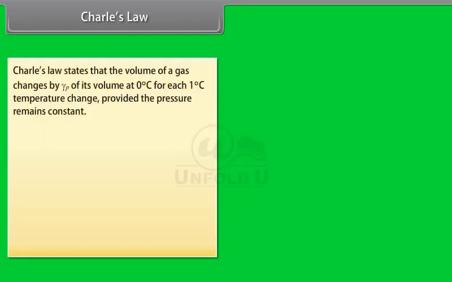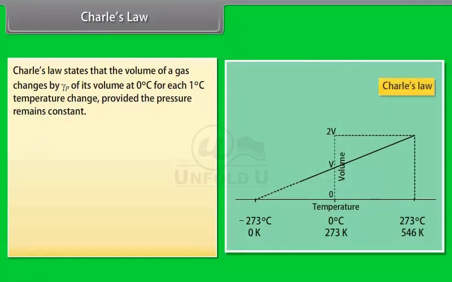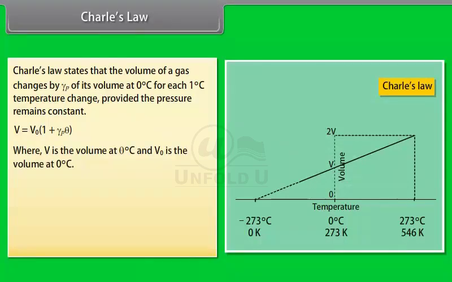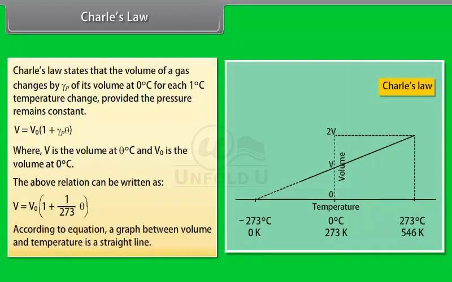Charles' law. Charles' law states that the volume of a gas changes by gamma p of its volume at 0 degrees centigrade for each 1 degree centigrade temperature change, provided the pressure remains constant. V is equal to V naught multiplied by 1 plus gamma p theta, where V is the volume at theta degrees Celsius and V naught is the volume at 0 degrees centigrade. The above relation can be written as V is equal to V naught multiplied by 1 plus theta upon 273. According to the equation, a graph between volume and temperature is a straight line.